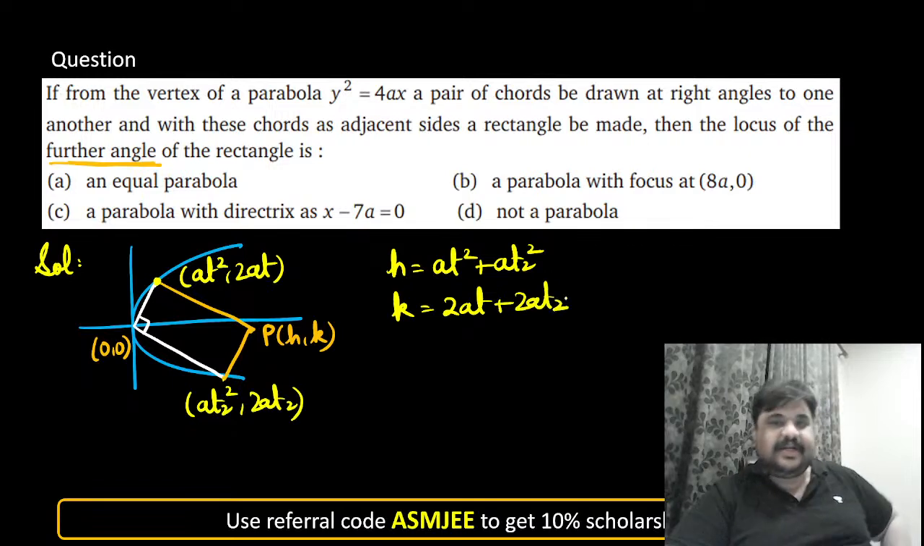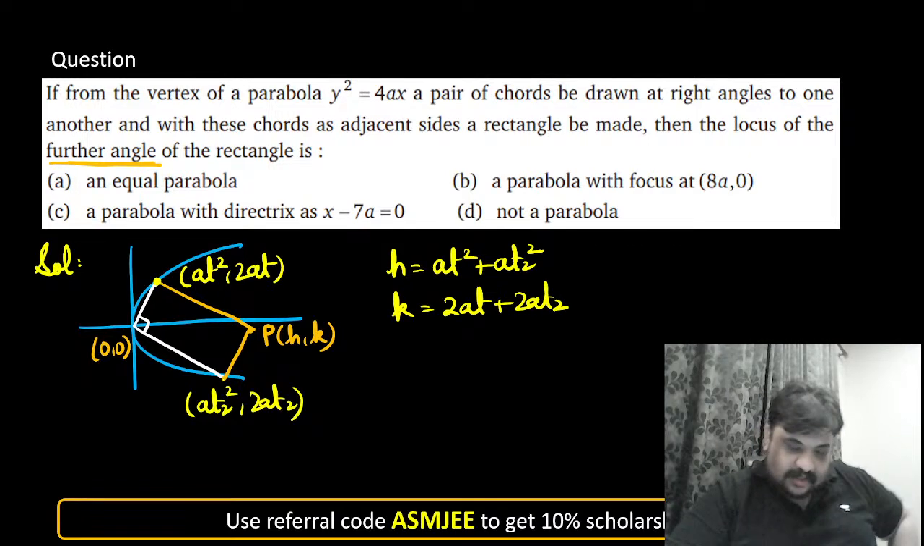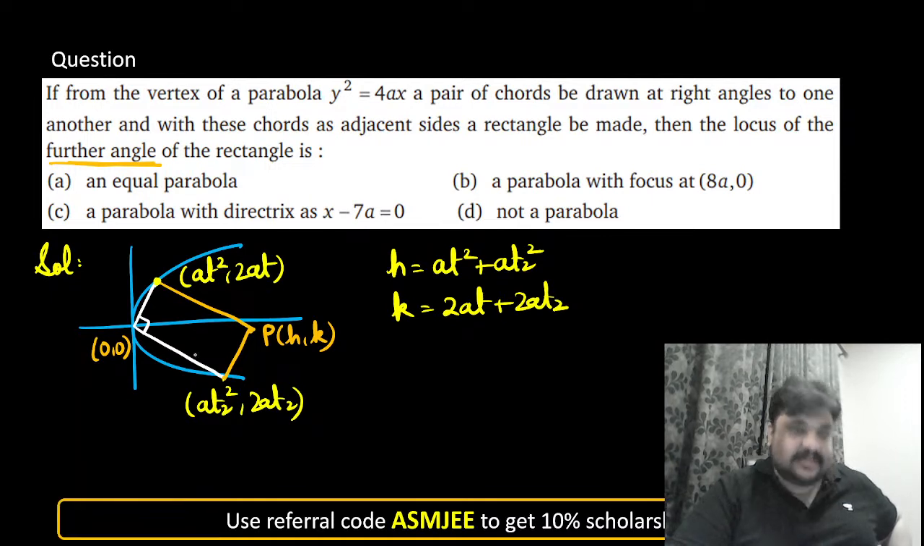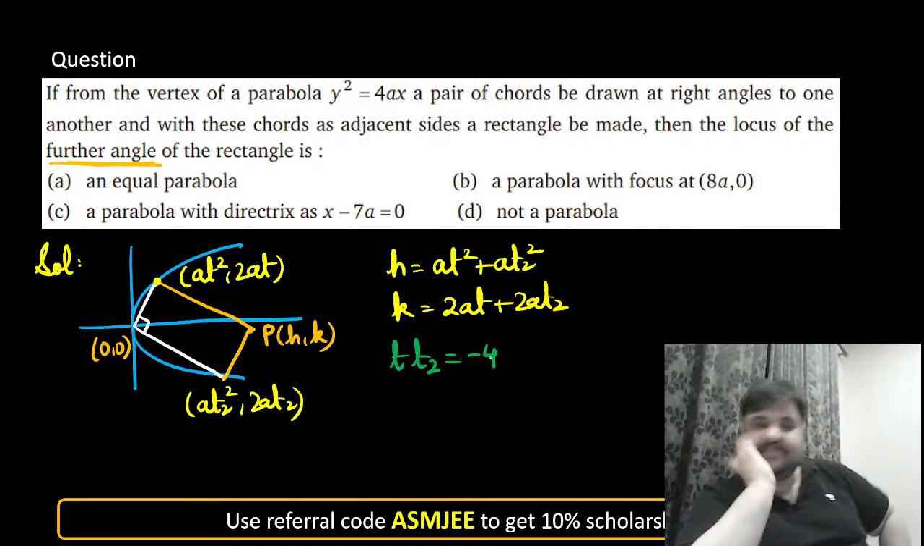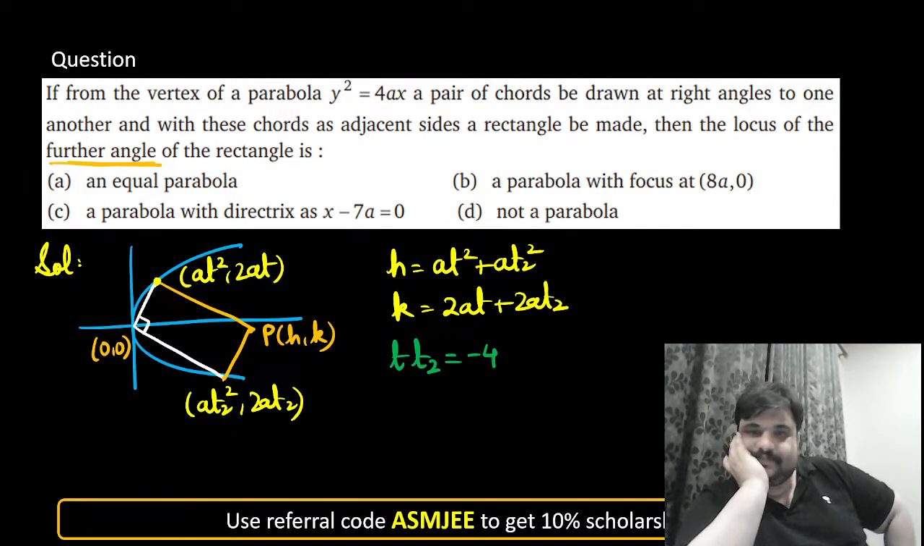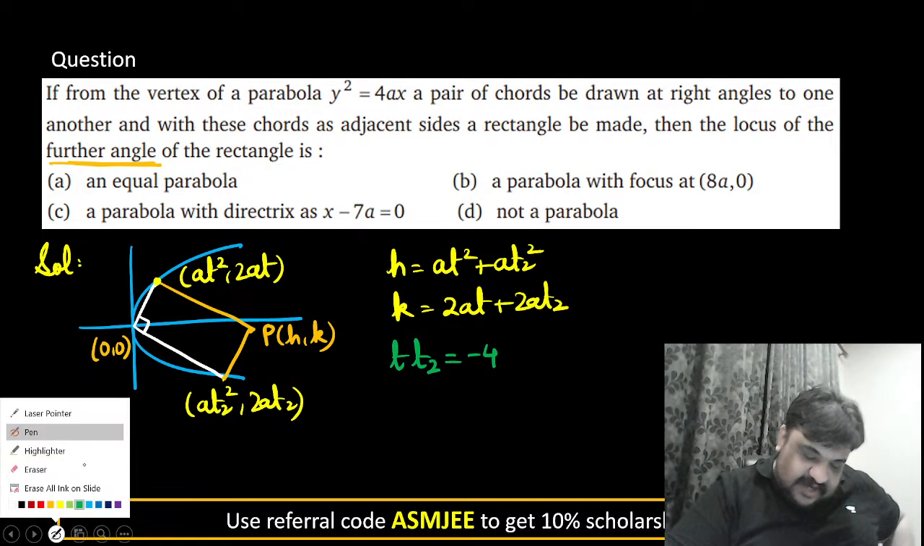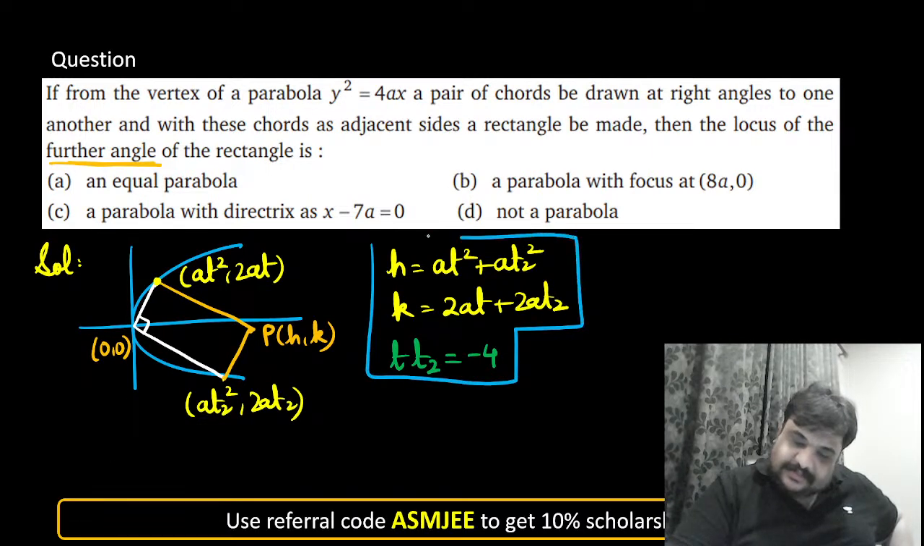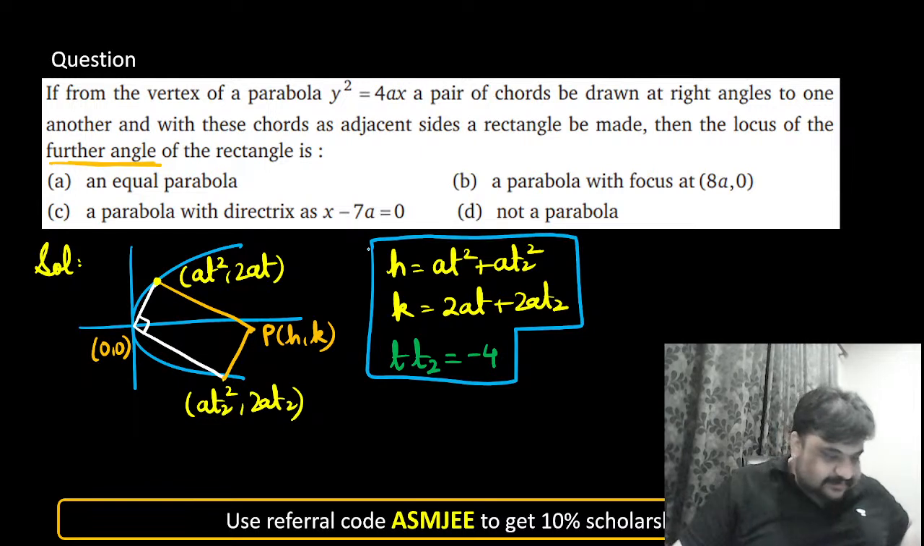Now we have to eliminate t1 and t2. We have to eliminate t1 and t2. Is there any relation between t1 and t2? Yes. They are subtending 90 degrees at the vertex. So t1 t2 should be minus 4. That is the relation we have. So using these three relations, we have to eliminate t1 and t2. We can very easily do it. Proceed. See what is the answer.